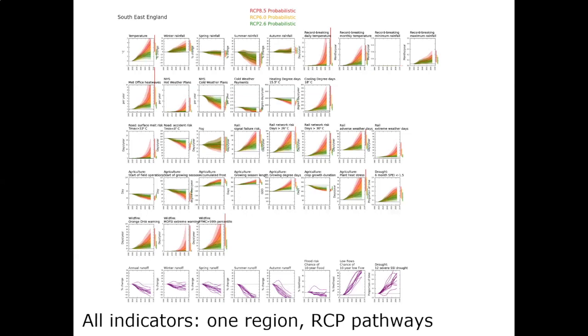So this gives a snapshot for one region of these various indicators, and how they change through the 21st century with different rates of emissions. And we've got this for different regions across the UK, at different spatial scales. So we've got this for particular local resilience forum boundaries, for example, or for counties. I'm not going to talk about what these indicators tell us at this stage.